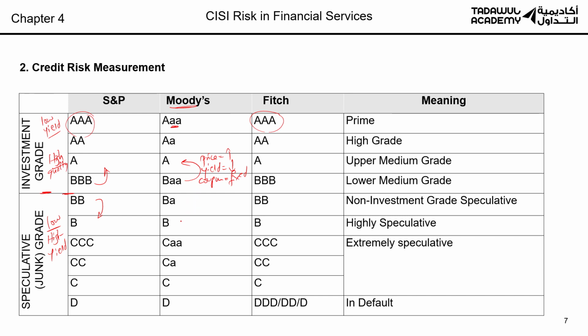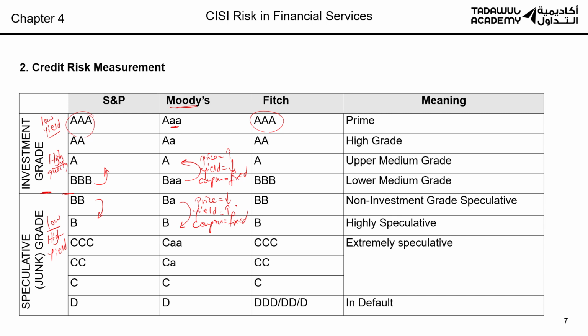So what if a bond's rating has dropped, or the CISI won't say went up or down. CISI will just say the rating has changed. They expect you to know whether this is an upgrade or a downgrade. So if it has changed from BA to B, that is a downgrade. So what happens? The price is going to go down because of lack of demand. And because the price went down, the yield has gone up. But again, the coupon remains fixed. So any one of these questions will come in the exam.